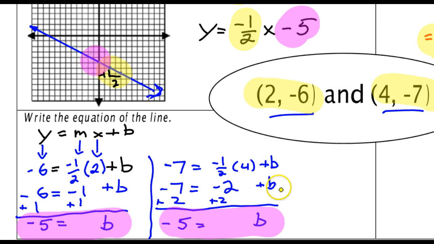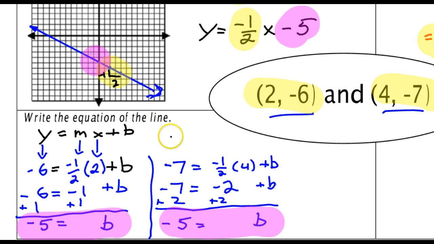This is something you do when you have time, you do a check. If you use this point, you use the other point, make sure you get the same answer. Remember, there's only one y-intercept for this line, no matter which method you use. We are not finished. What is the equation of this line?